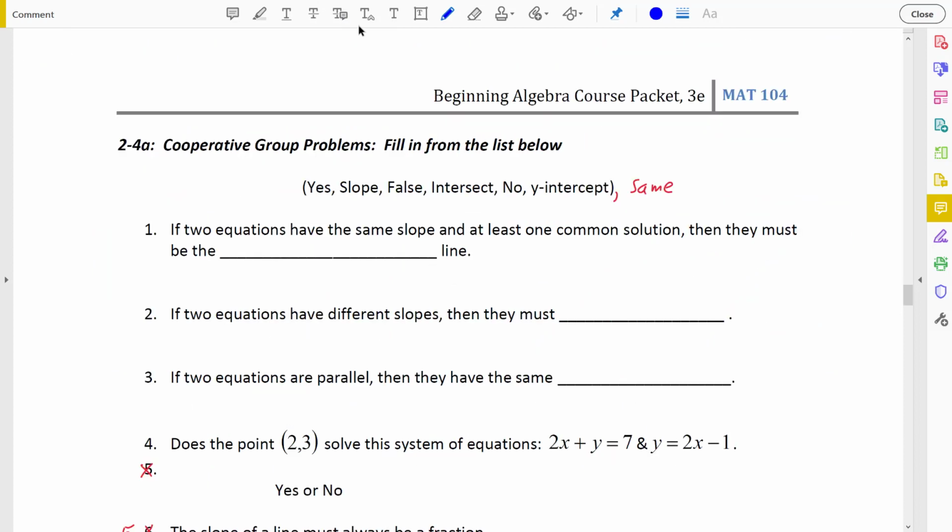At the top of the next page, you have some cooperative group problems you can try, and you should go ahead and do those. If you have any questions about them, please let me know.